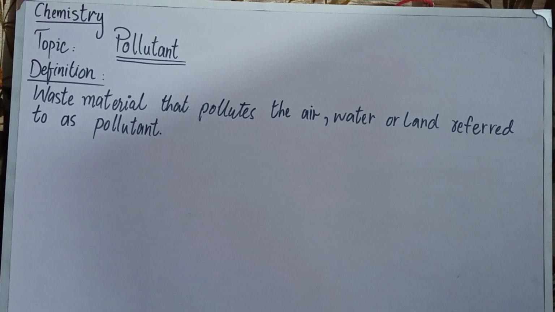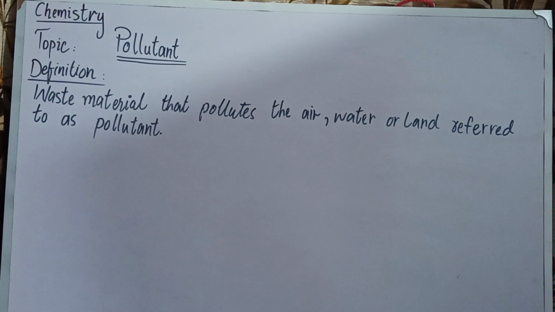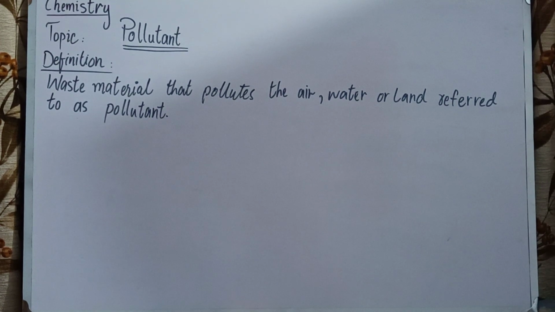Pollutants are chemicals that pollute the environment. On the other hand, contaminants are the things that make something impure. Now, what are the factors on which pollutants depend? The pollutant's severity is determined by three factors: its chemical type, concentration, and persistence.